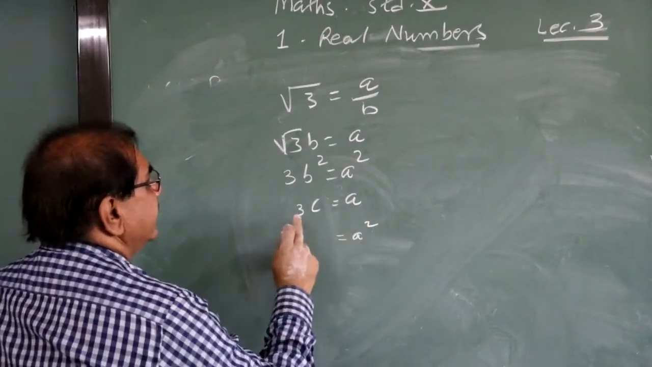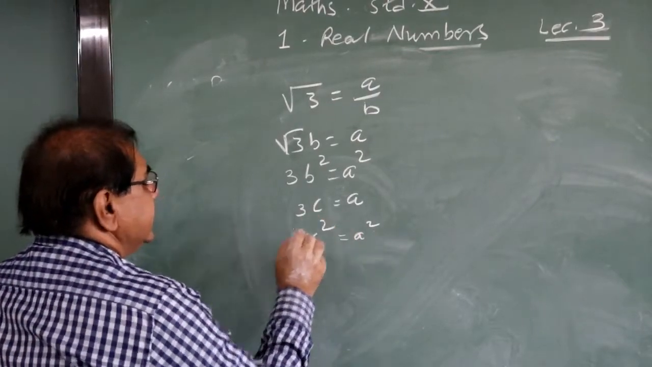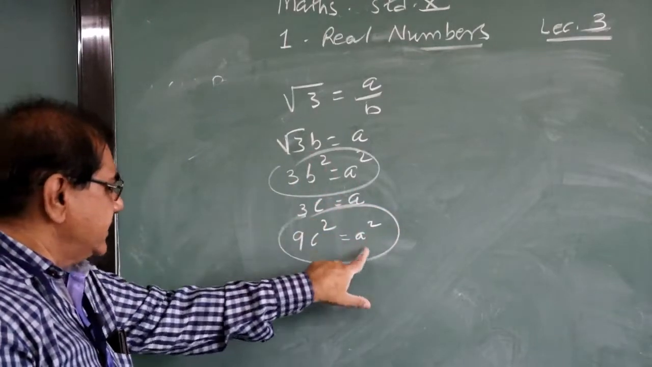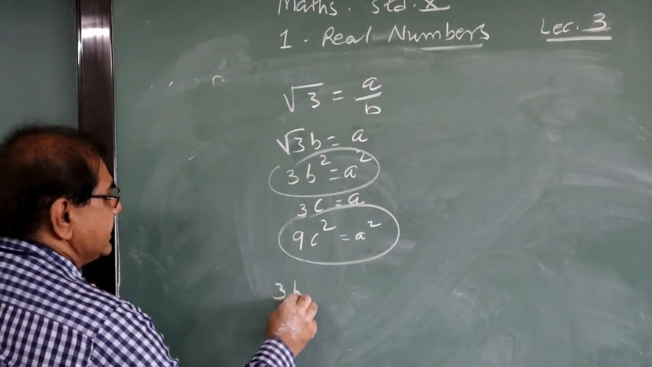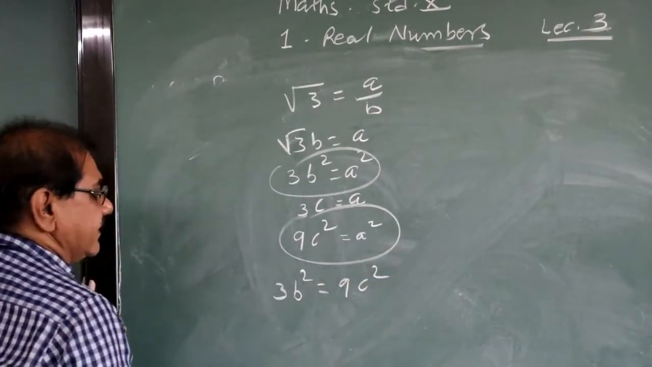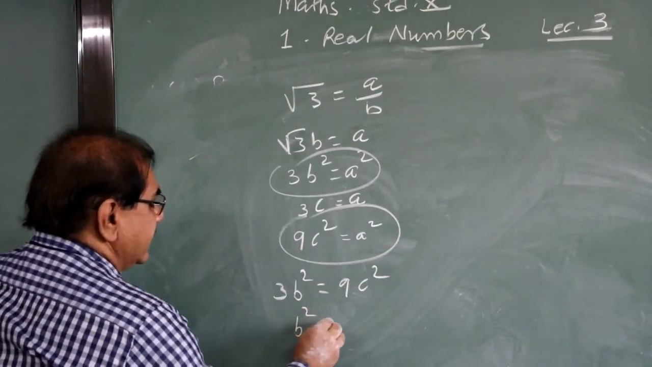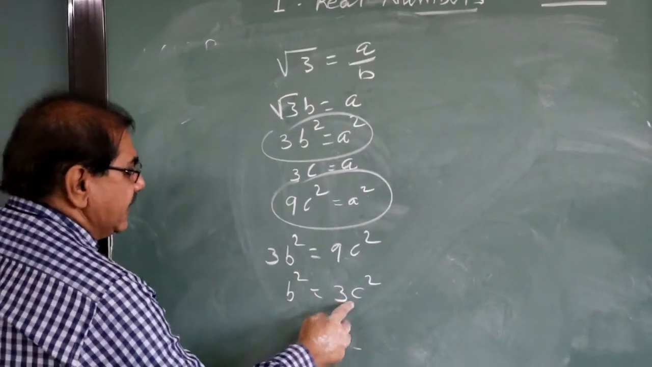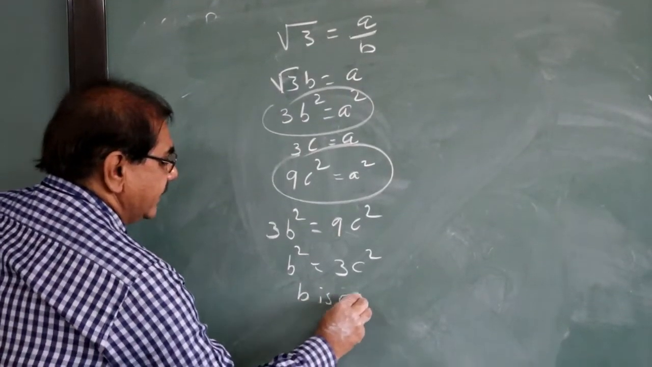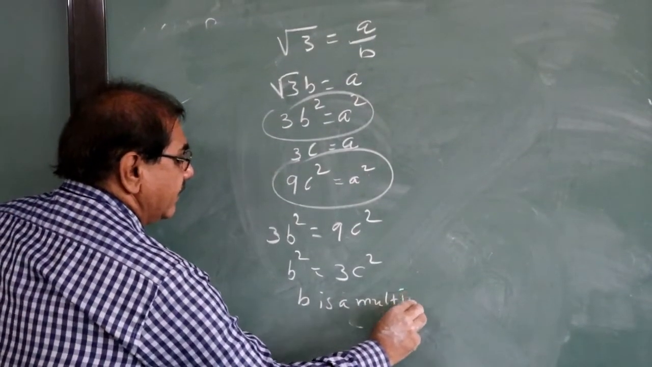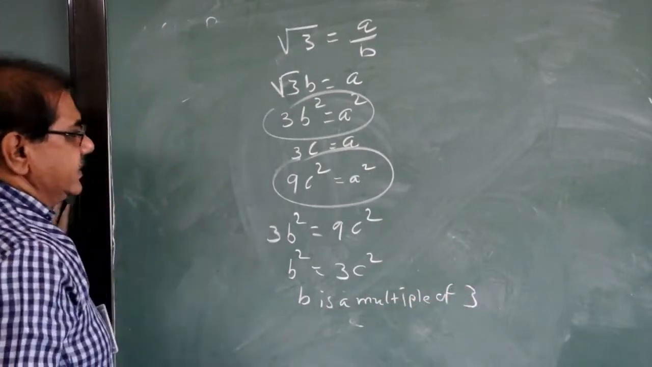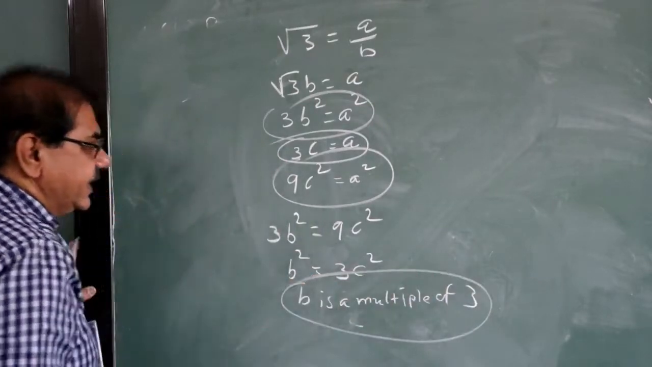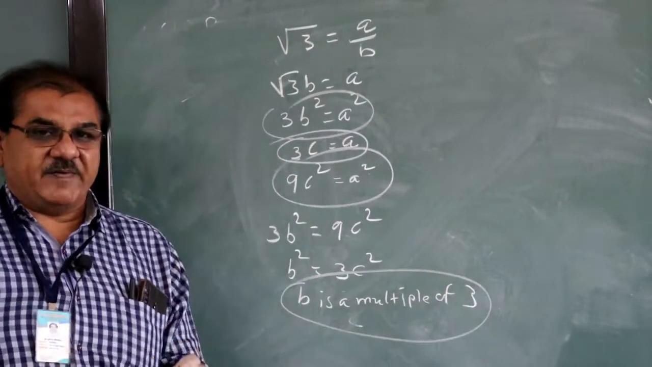So A square is equal to 3 square, which is 9, C square. Now we have two values for A square. A square is this, A square is this. So compare them. 3B square is equal to 9 C square. Okay? So B square is equal to, 3 comes down, 3 3s are 9, C square. As B square is a multiple of 3, B also is a multiple of 3. So now you can say A is a multiple of 3, B also is a multiple of 3. So A and B have the common factor 3.